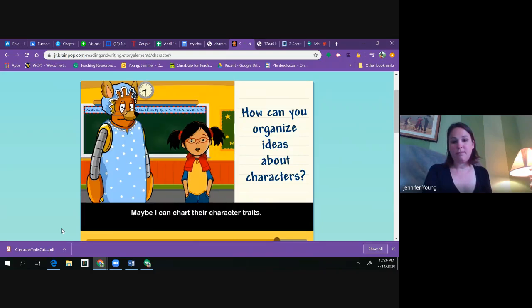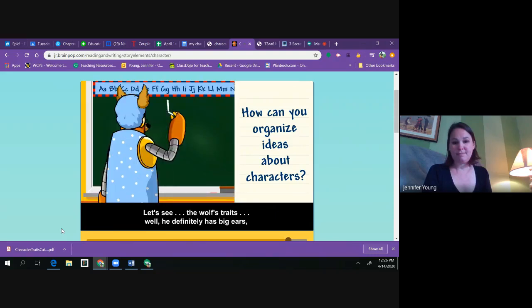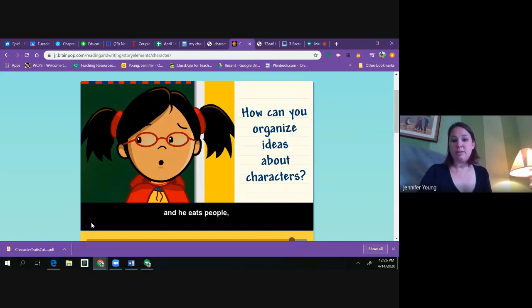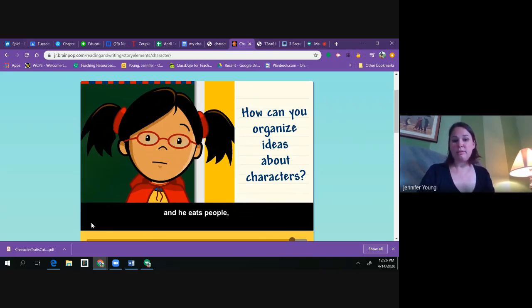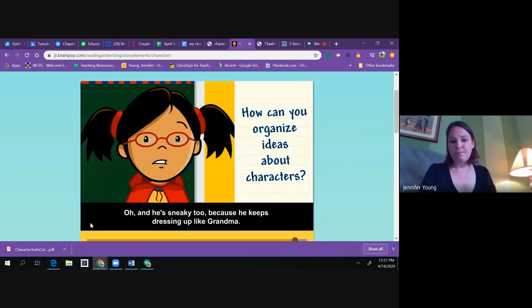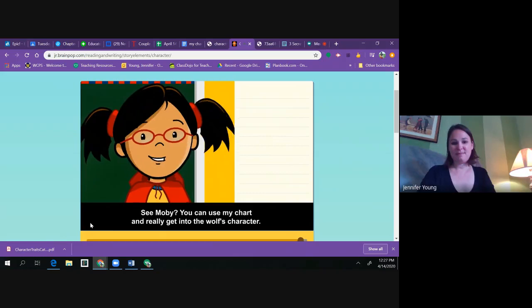Ideas about characters. Maybe I can chart their character traits. I can describe what the characters look like and what they do and feel and how other people feel about them. Let's see. The wolf's traits. Well, he definitely has big ears and teeth, and he eats people. So the big ears and teeth, those are physical. Those would go on the external side, the outside. And then eating people, what else? And everyone is scared of him. All right, so eating people and scared of him, that would go on the internal side, what he says and does, how he makes people feel. That's your internal, your inside character traits. Oh, and he's sneaky too because he keeps dressing up like grandma. See, Moby, you can use my chart and really get into the wolf's character.